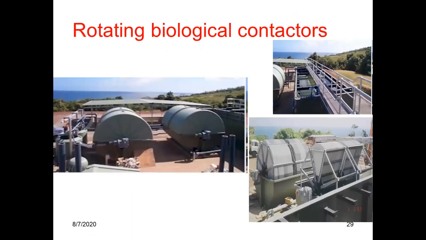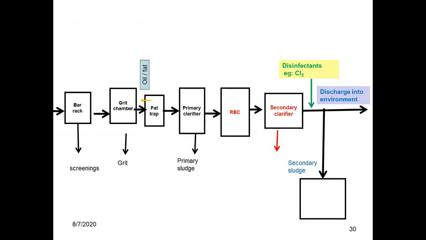So these are some pictures of rotating biological contactors. Actually, it is not a full cylinder. The cylindrical configuration is made using several discs. Okay. So before you see some pictures of RBC, now you can understand.